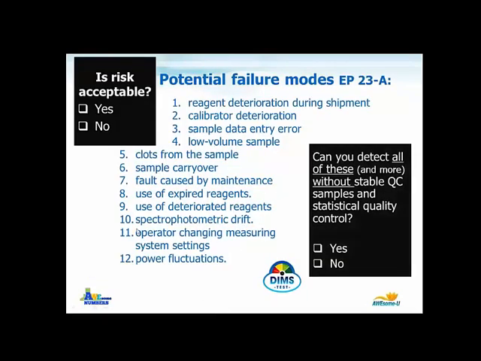You have to detect all of these problems. You have another black and white choice. Can you do this without stable sample QC? Yes or no? If you have to do stable sample QC to detect an error, then how often do you need to do it?